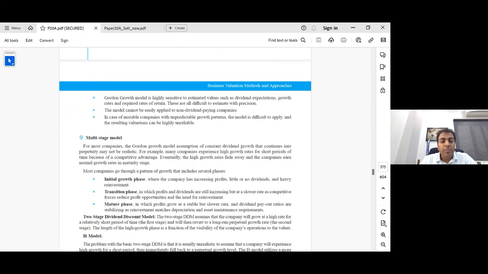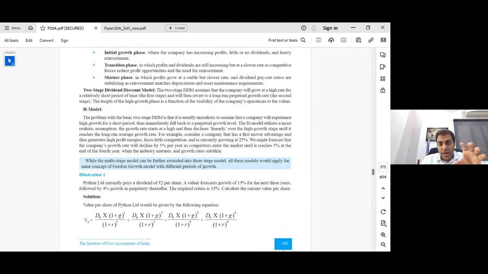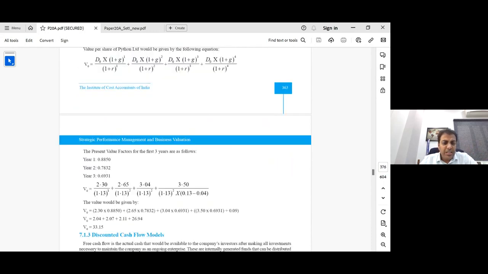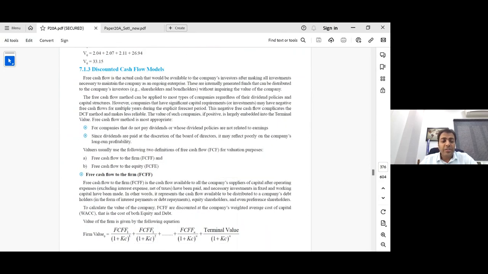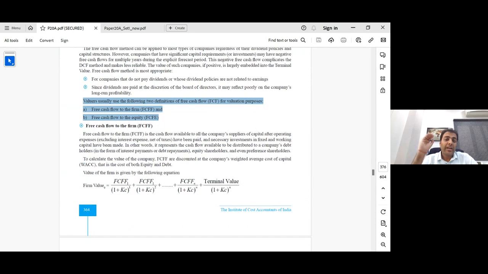And again, it's very important. You would need to understand the different versions of the DDM model: the single stage, two stage, H model. We've not covered three stage, I guess, here, right? Then you move to the discounted cash flow. Extremely important is the free cash flow for the firm and the free cash flow for equity. What are these? How to calculate these, right?